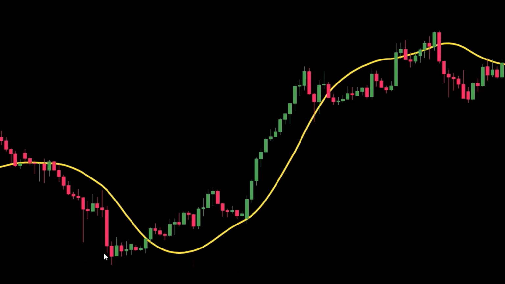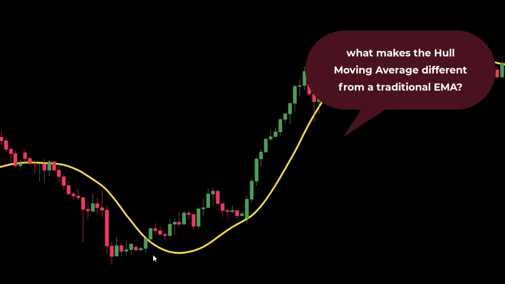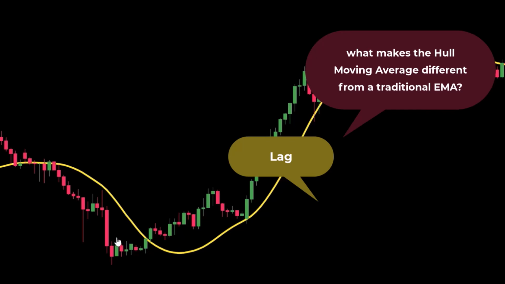As you can see, it looks similar to an EMA. When the price is above the Hull Moving Average, the trend is considered bullish. When the price is below it, the trend is considered bearish. So, what makes the Hull Moving Average different from a traditional EMA? The biggest difference is lag.